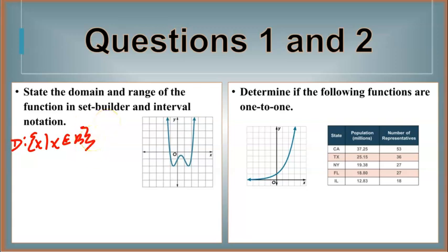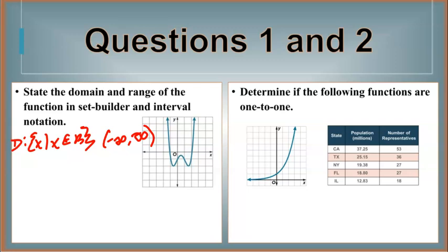And in interval notation would be negative infinity to positive infinity. And you'll notice I'm using parentheses because since infinities are not a specific number, it can't equal infinity. So therefore we use parentheses.